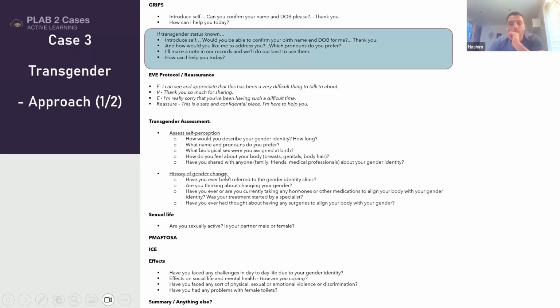And how do you feel about your body? So breasts, genitals, body hair might be things you want to ask about. How long have you felt this way might be another one. Have you shared this with anyone? So get an idea about who they've told. I think those are some important questions, and then assess what changes or adjustments they've started to make, if any.